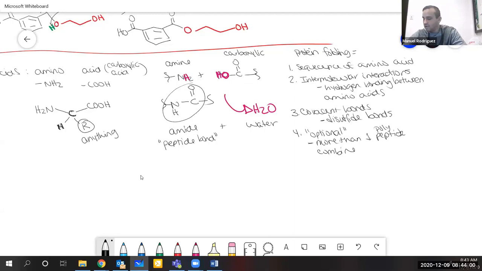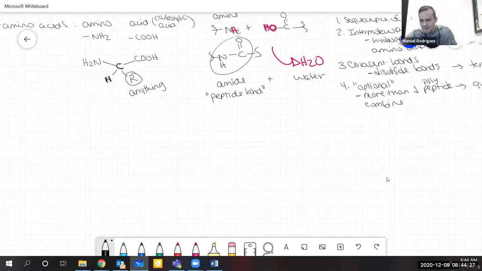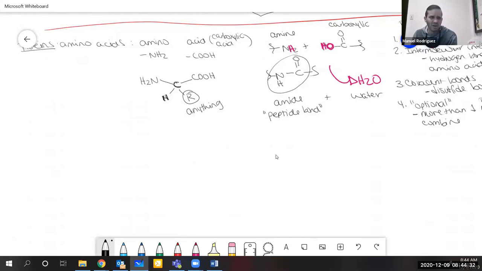If you take this in biology, the steps of protein folding, they'll call these structures. So this will be the primary structure. This will be the secondary. This will be the tertiary. And that will be the quaternary structure. So if you take biology, they will do this in terms of structures. So that's about proteins. We saw the hardest ones.